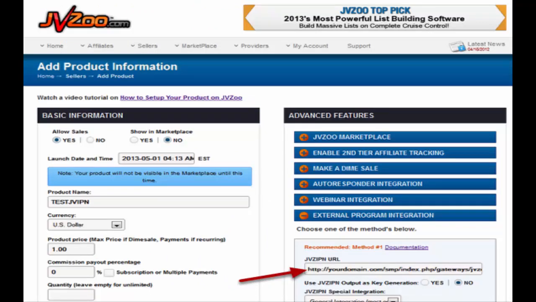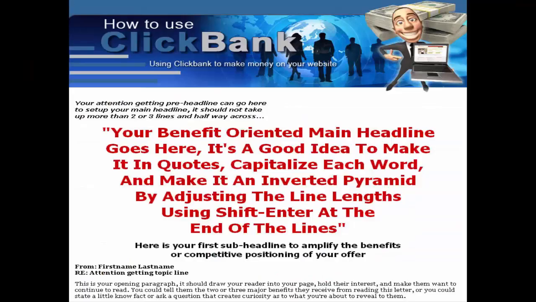If you use JVZoo or ClickBank, then the sales page will be built by those sites, and this will likely be a factor to consider when you choose which network to go with. Is their checkout page professional looking? Would you be happy to spend your money through it?